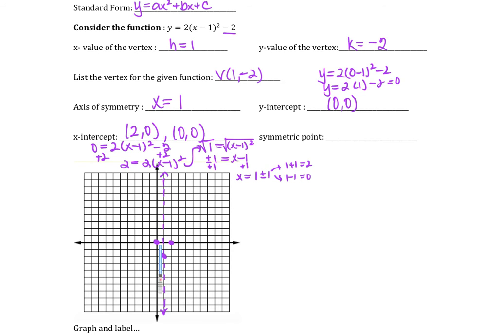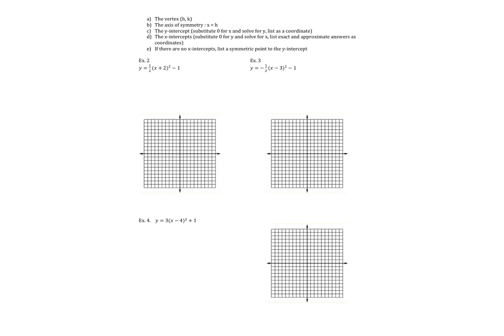So again, if I needed a symmetric point to my y-intercept, it would be a reflection over this axis of symmetry, so it would just be at that (2, 0) point. And I'll just connect that to make my parabola. That is everything we need. We have our vertex, axis of symmetry, y-intercept, x-intercepts, and symmetric point. So let's do a couple examples here.